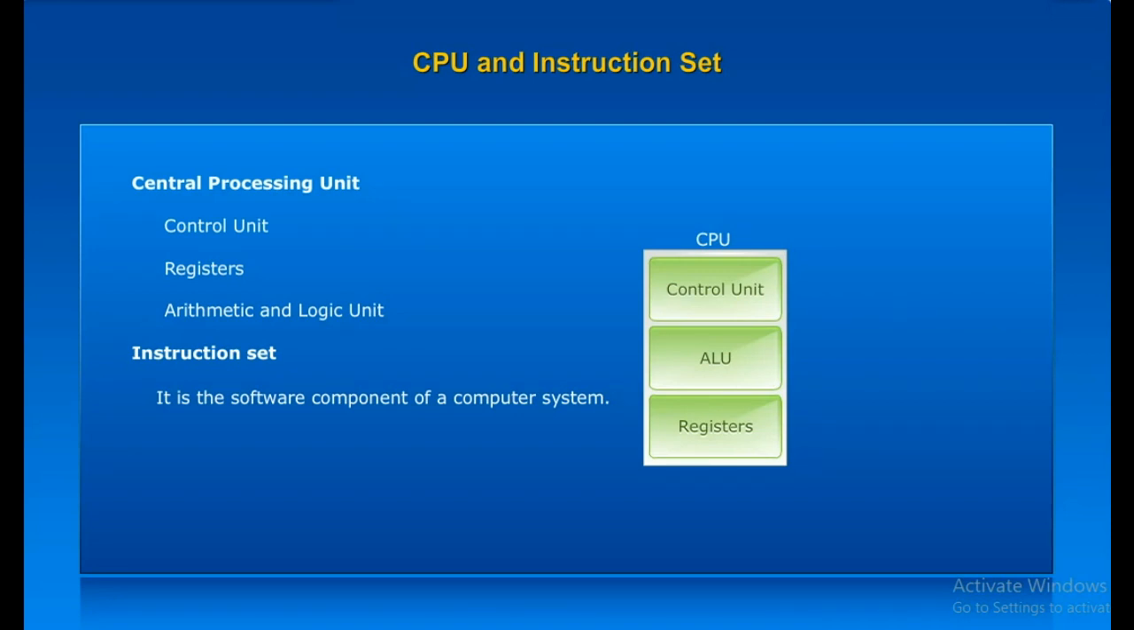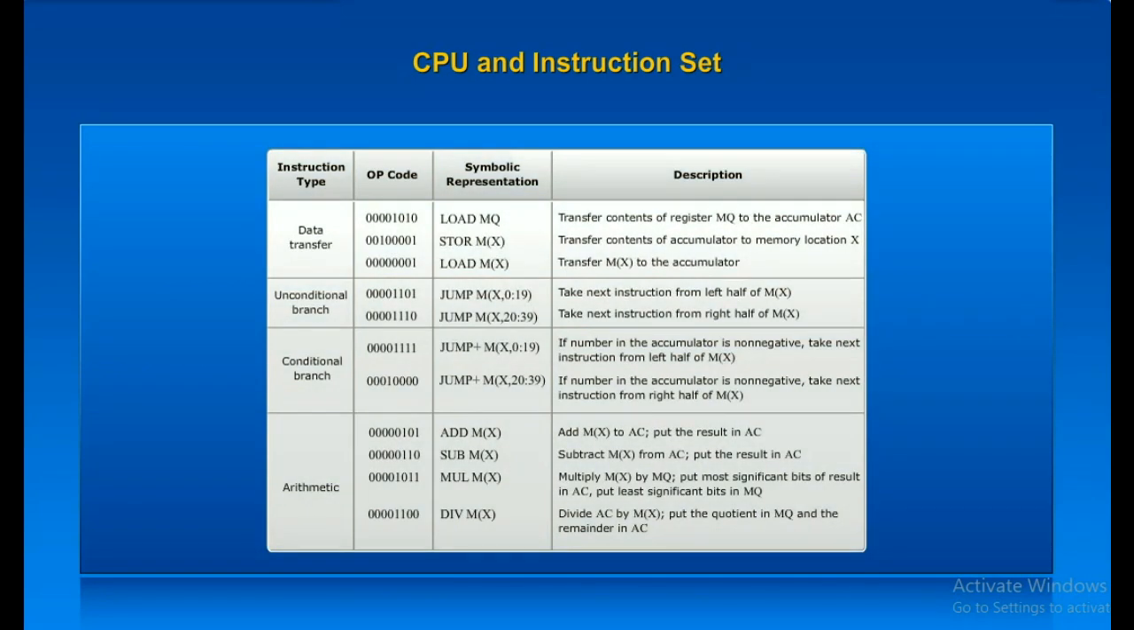Usually, a computer programmer writes code in a high-level language like Pascal or C. But what connects him to the machine is the instruction set. Instruction set consists of machine instructions which are in binary language like the one shown. 00001010, which is load MQ, which means to transfer contents of register MQ to the accumulator AC, a register.